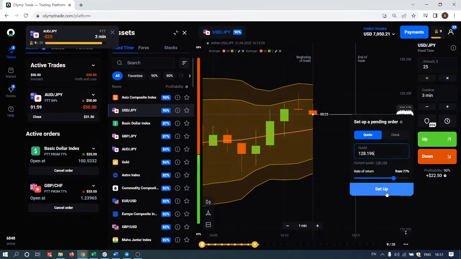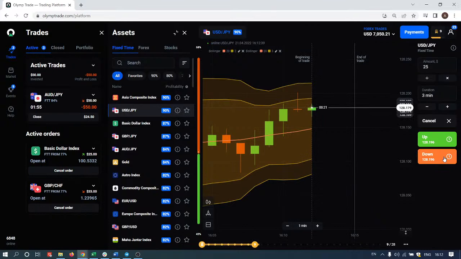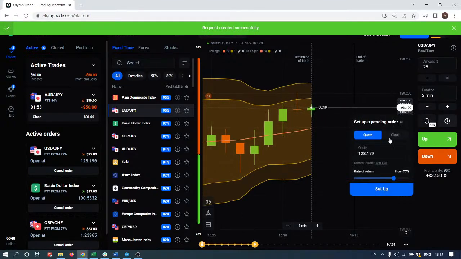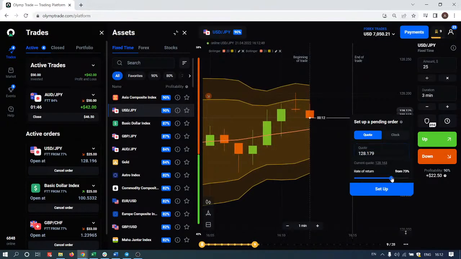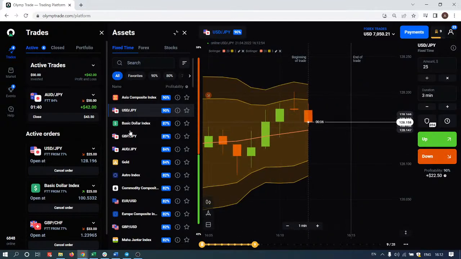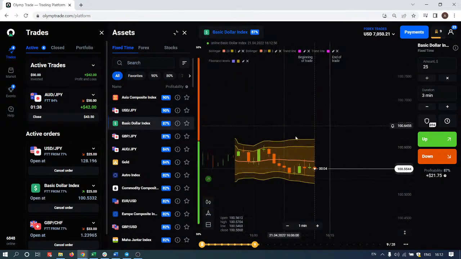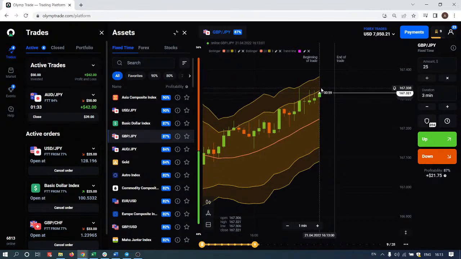So first of all, I need to identify the price. Then I prepare the pending order I'm setting up. Basically, I changed the quote. So rate of return, just put it above 75. And that's it. Then you press setup and press down or up. Okay, so yeah, something like this.